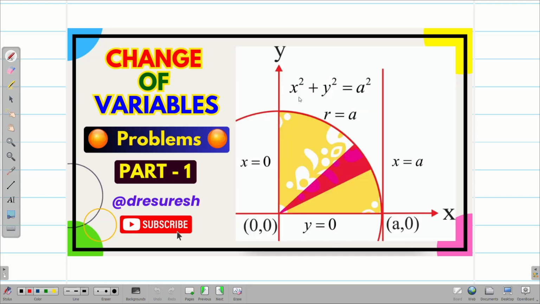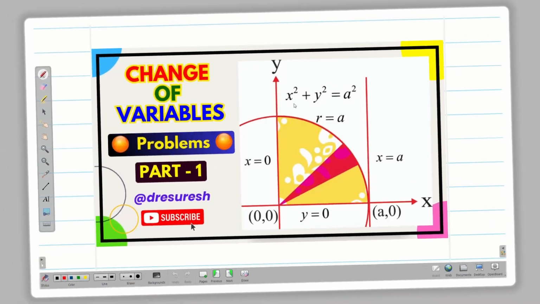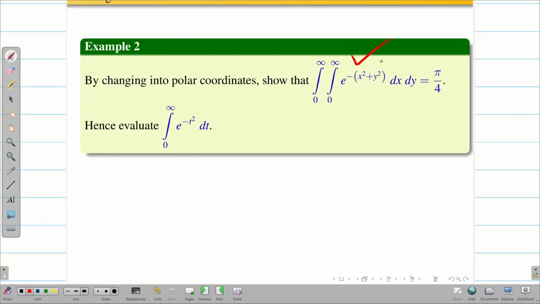In today's session, we are going to solve a different problem. This is also a very interesting and tough problem. By changing into polar coordinates, we have to prove this value as pi by 4, and hence we have to evaluate the value of the integral 0 to infinity e power minus t square dt. Let us go into the problem, students.